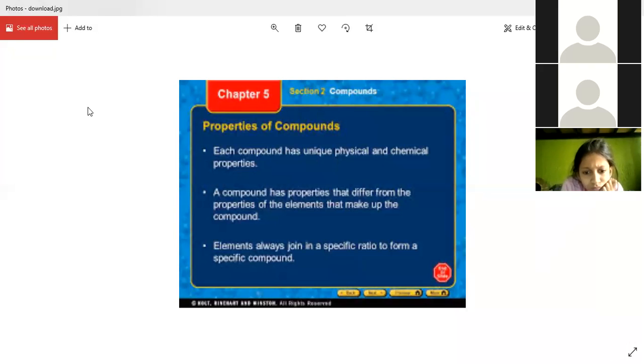Now, number two, a compound has properties that differ from the properties of the elements that make up the compound. Again, the same point, the easiest, as I have explained earlier. Now, number three, elements always join in a specific ratio to form a specific compound. अब इसमें ratio की हम बात करते हैं. For example, element का जो एक ratio होगा.